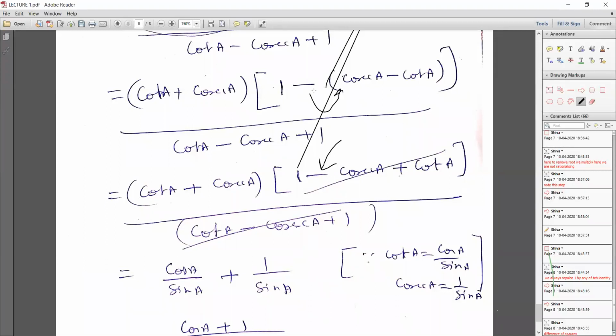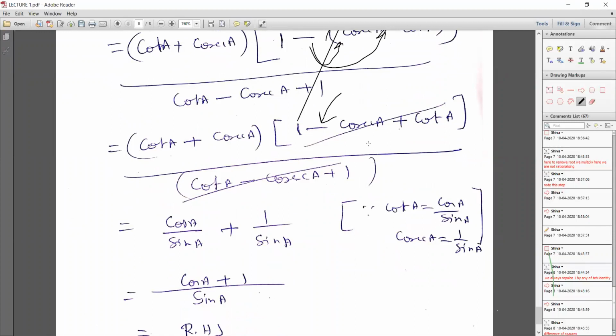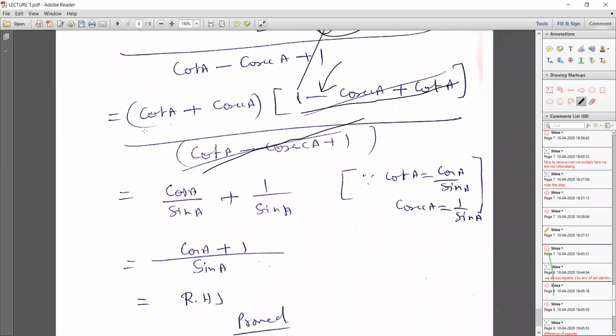and cot A plus cosec A is already outside. Now if you see carefully, what is the denominator? Cot A is already over here: cot A minus cosec A plus 1. So the numerator and denominator will be cancelled. Now what is left? Cot A plus cosec A.